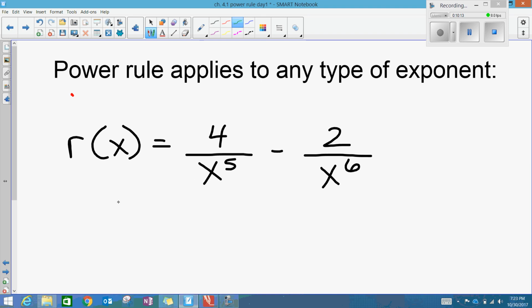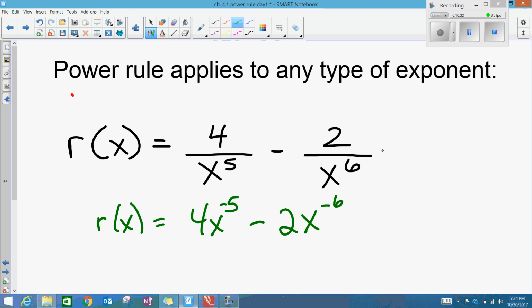So first, I'm going to rewrite this. I'm not taking the derivative right now. I'm just rewriting r of x using the rules we looked at earlier. So I can rewrite this as 4x to the negative 5 minus 2x to the negative 6. So remember, I just rewrote this to get negative exponents. Okay, I did not take the derivative yet.